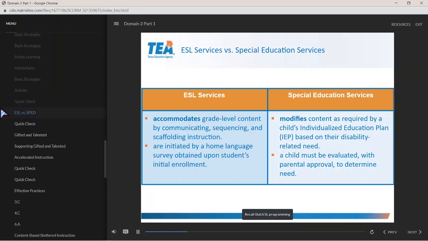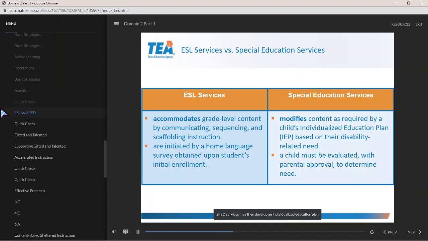ESL services are provided to all English learners based on their developing English language proficiency needs. Recall that ESL programming accommodates grade-level content by communicating, sequencing, and scaffolding instruction, and is initiated by a home language survey obtained upon students' initial enrollment. Special education, or SPED, services are offered to students who qualify based on a disability-related need as determined through an appropriate assessment administered by a qualified diagnostician.